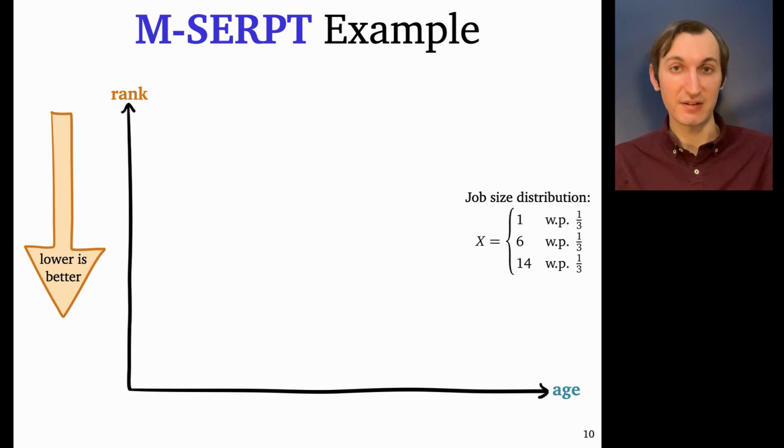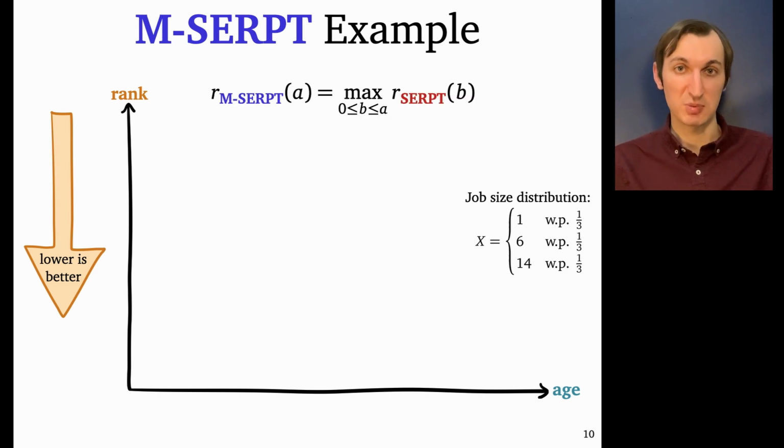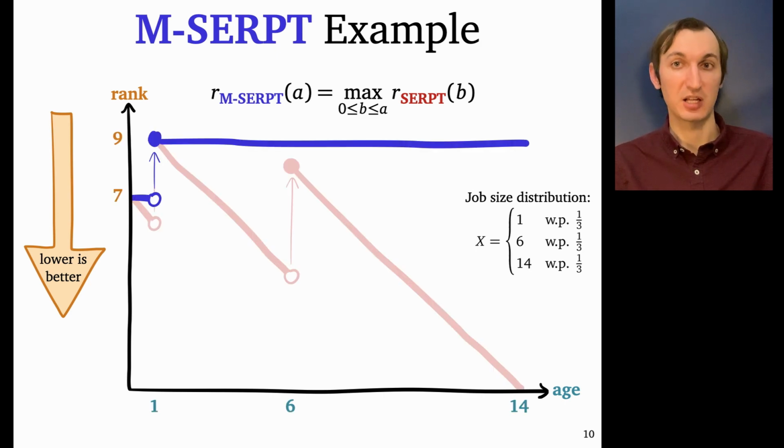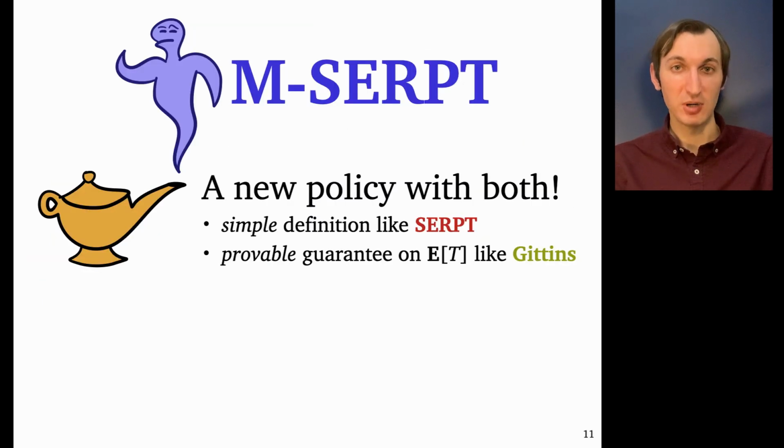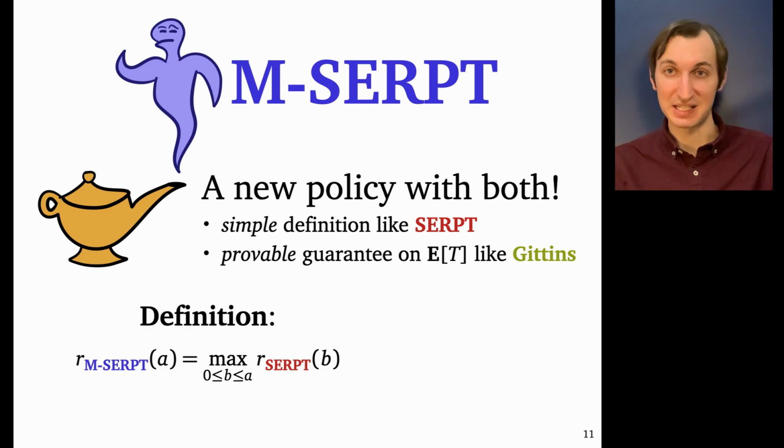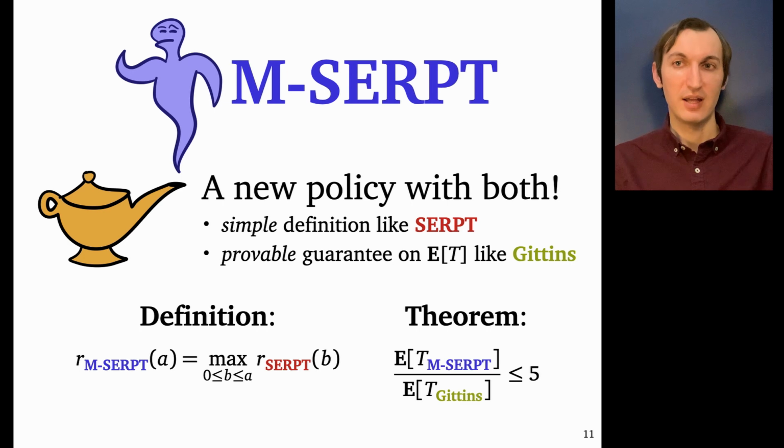So let's see what M-SERPT looks like on our favorite example. Remember that the M-SERPT rank function is the worst SERPT rank function between ages 0 and A. And so this is what M-SERPT looks like compared to SERPT. It's the monotonic version of SERPT. So we've now seen what M-SERPT is, right? It's a new policy that's as simple as SERPT, specifically defined in terms of the same rank function, but it has a provable guarantee on mean response time. Specifically, we show that M-SERPT's mean response time is within a factor of 5 of Gittins's.